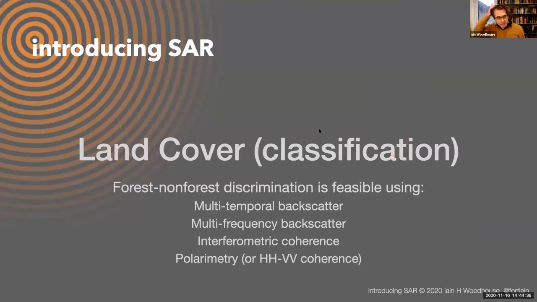Now, I'm not going into detail in this course. The ambition in the time that we've got is that you start to learn a little bit more about the interaction with vegetation, such that you can see that looking at multi-temporal or multi-frequency backscatter is going to give you some kind of information that's going to help you differentiate land cover features. And I'm going to show you one example just to help pick up on that.